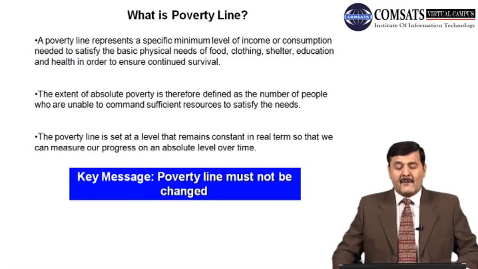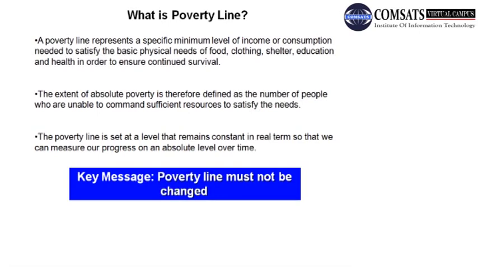The extent of absolute poverty is therefore defined as the number of people who are unable to command sufficient resources to satisfy the need. तो हम ये कह सकते हैं absolute poverty की जब हम बात करते हैं इस तरह से उसको define कर सकते हैं. It is defined as the number of people who are unable to command sufficient resources to satisfy their basic needs. So the poverty line is set at a level that remains constant in real terms so that we can measure our progress on an absolute level over time.